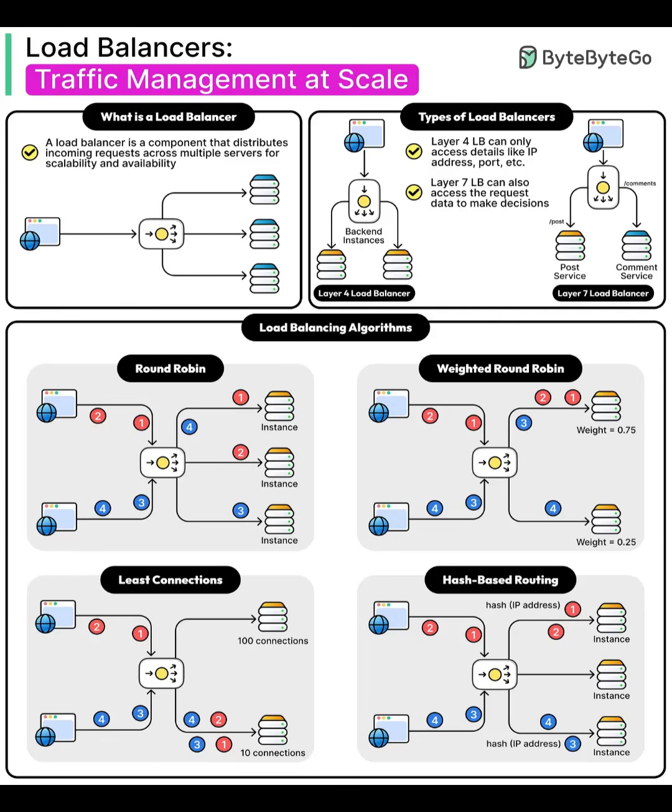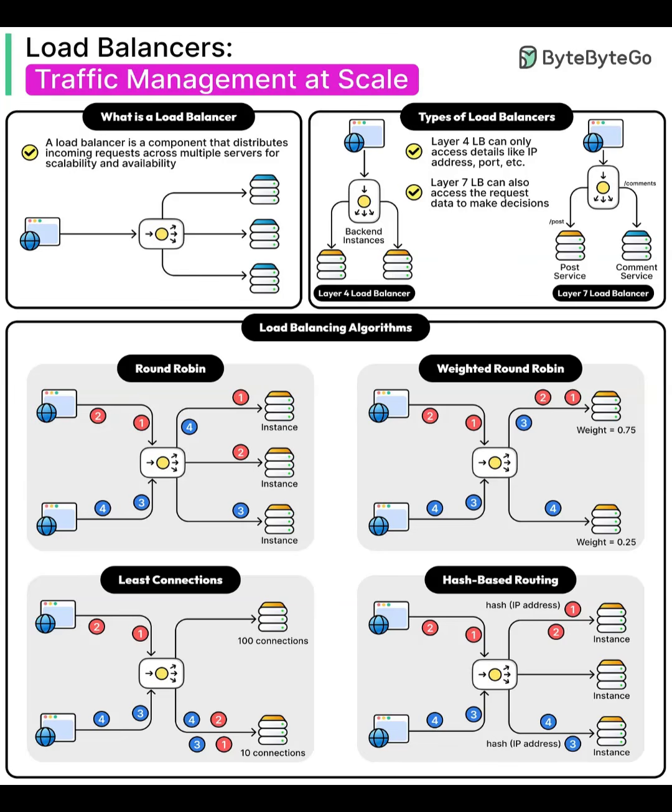Layer 7 balancers look inside HTTP requests, paths, headers, cookies, or even JSON to make smarter decisions. Route /posts to the post service and /comments to the comment service, perform A/B canarying, or sticky sessions via cookies. The trade-off is a bit more latency and complexity.